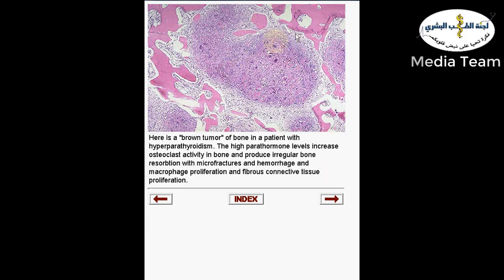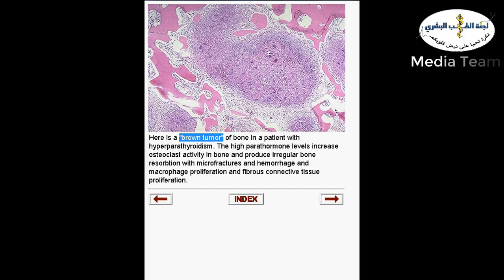Now we are going to cover the brown tumor. It's actually a misnomer. It's not a tumor. It's a totally benign, reactive process in the bone, but we still call it brown tumor because grossly it appears as brown lesions in the bone, multiple brown, not just one. Now, the most important thing is the cause of brown tumor.